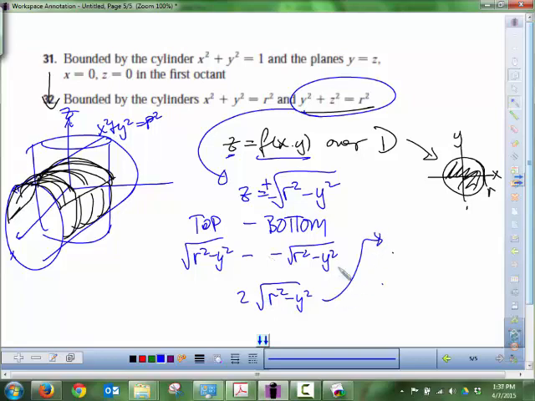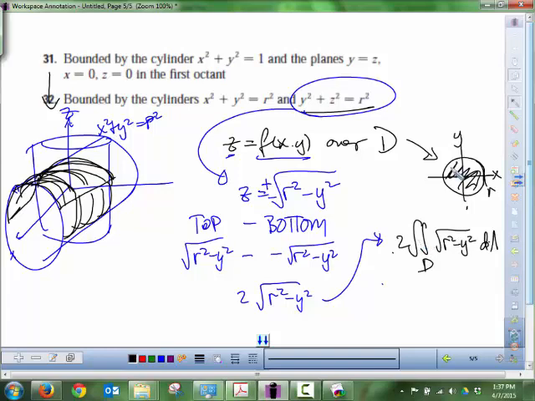So now you can take it a step further. We still haven't negotiated the domain D, but at least now we know what's going to go inside of the integrand. Okay? All right, so that's the first step.